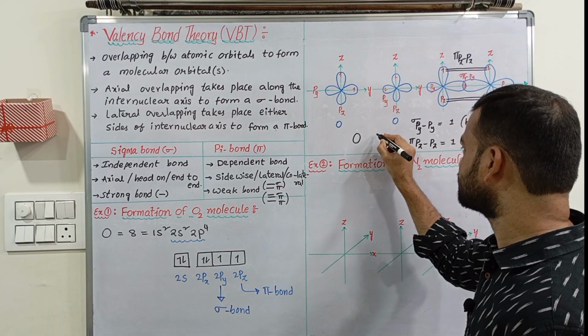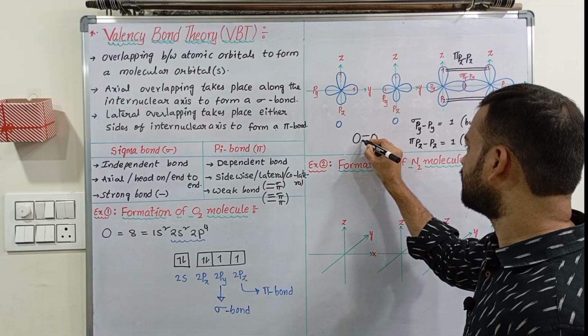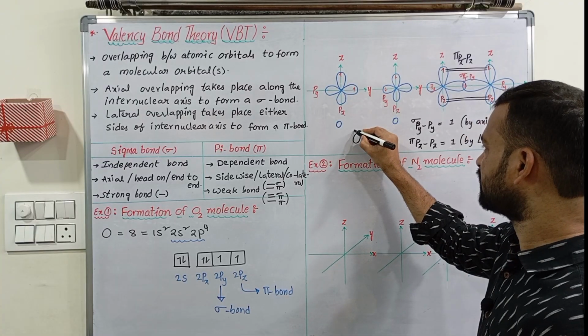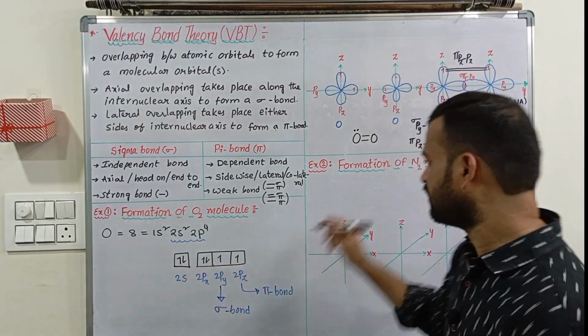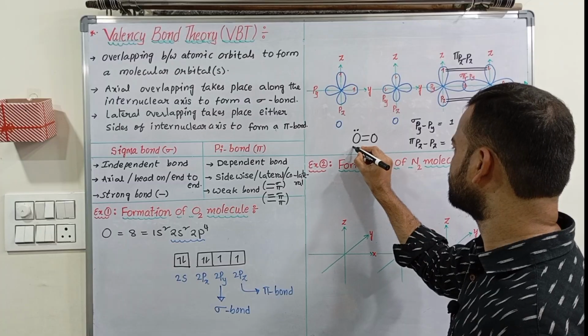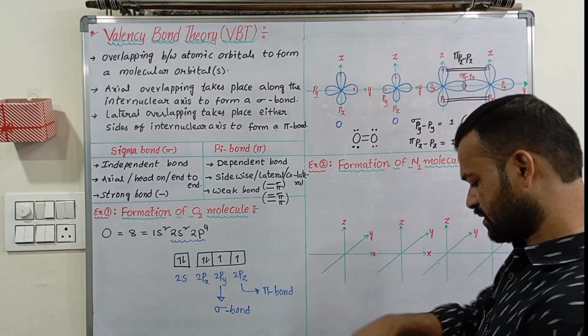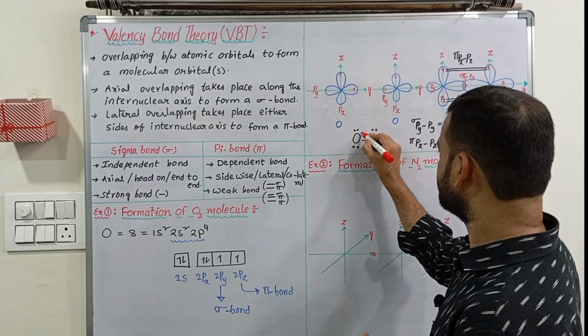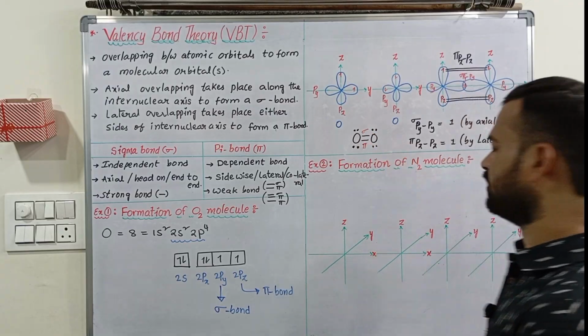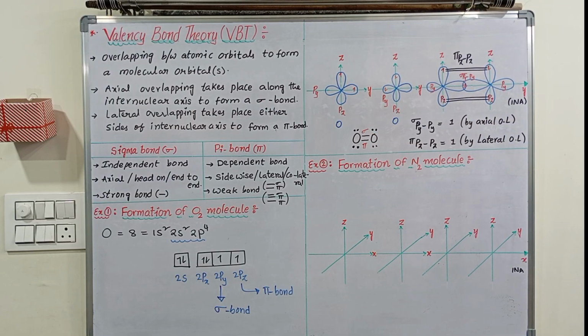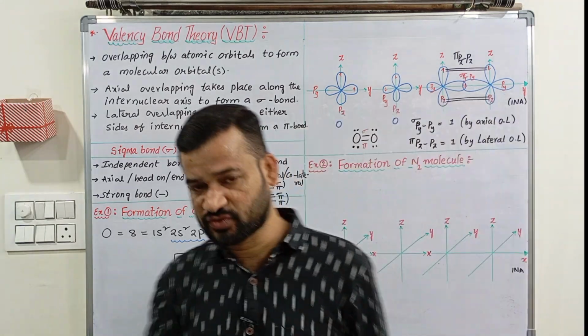So here two oxygens, one sigma bond, one pi bond. So here each oxygen contains how many lone pairs? Two lone pairs, 1, 2. Two lone pairs. Clear? It is a sigma bond, it is a pi bond. That's it. So this is the formation of an O2 molecule according to VBT.